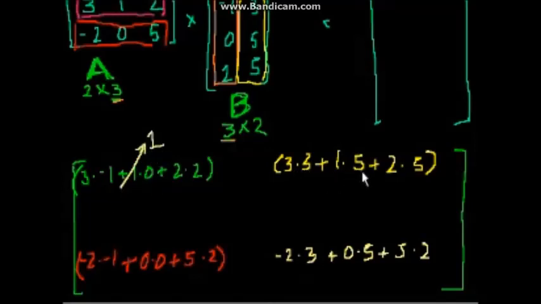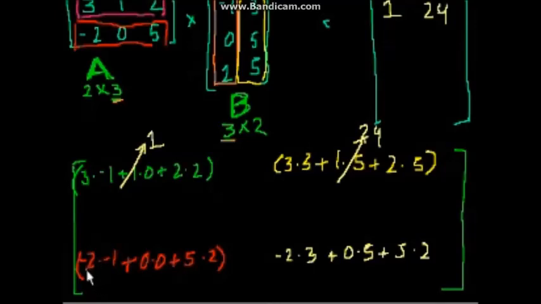9 plus 5 is 14 plus 10 is 24. This is 1, 24. And then minus 2 times minus 1 is 2 plus 10. So this is 12. Right? That's 12. And then minus 2 times 3. That's minus 6. Minus 6 plus 10 is 4.